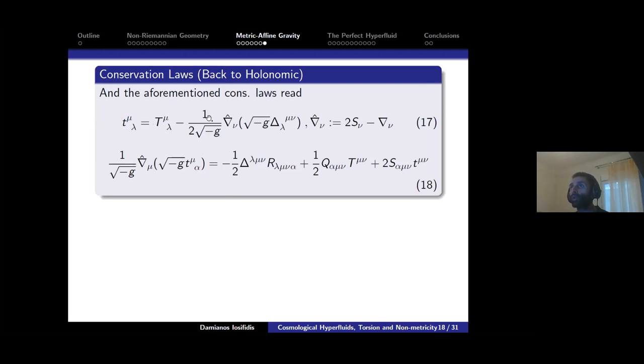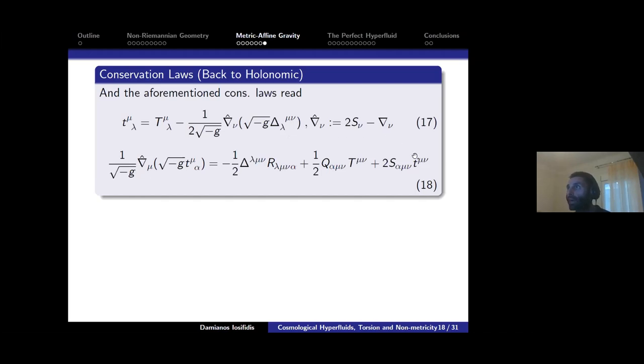So the first one can be seen as something like a conservation law for the hypermomentum. We see here we have this modified covariant derivative acting here. It's the difference between these two tensors. And if these two tensors are the same, then the fluid is what we call hypermomentum preserving. So the modified covariant derivative on the hypermomentum vanishes.